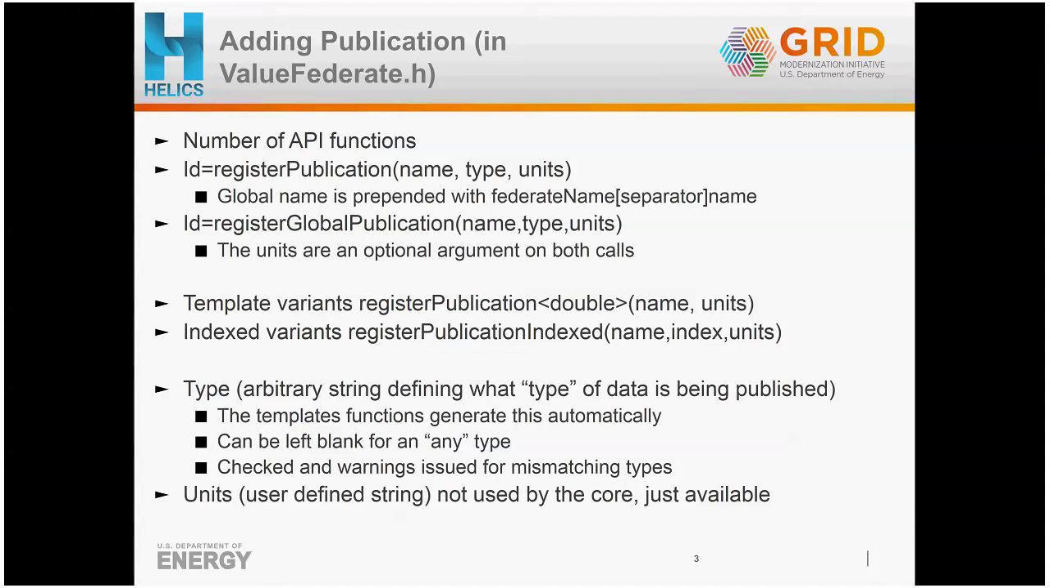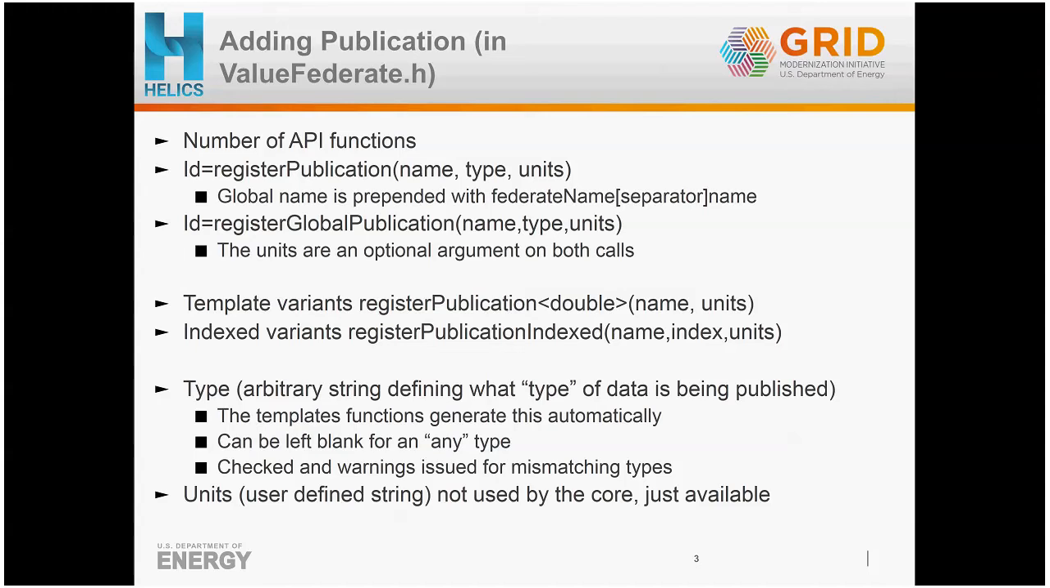And these are checked with publication. So if you create a publication with a specific type, and then you create another subscription with another very different type that is incompatible, this will generate a warning.